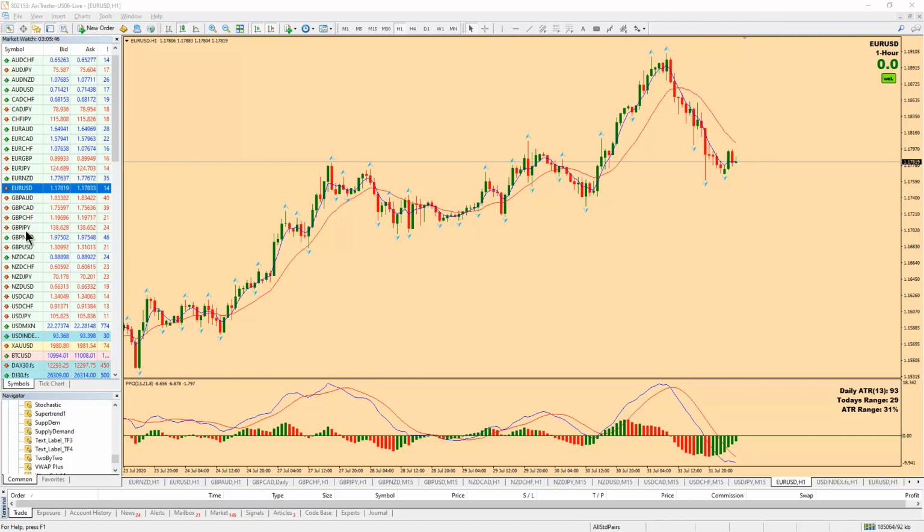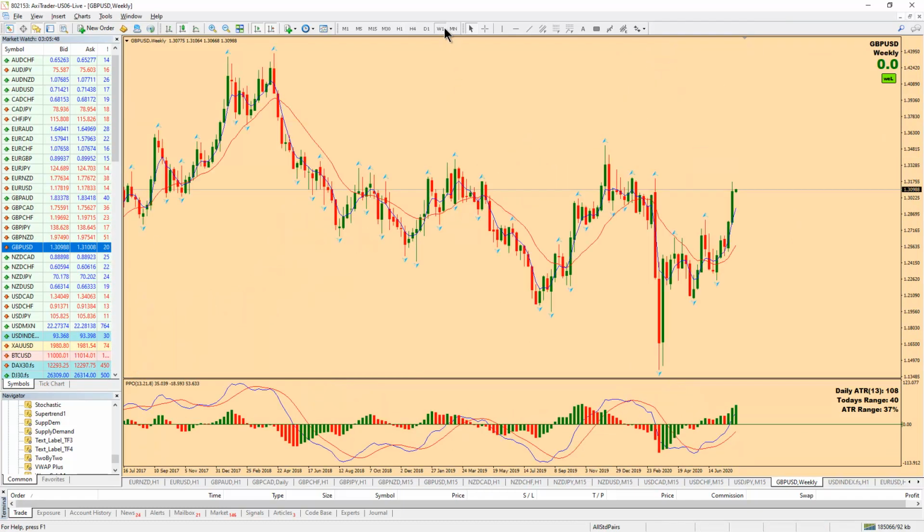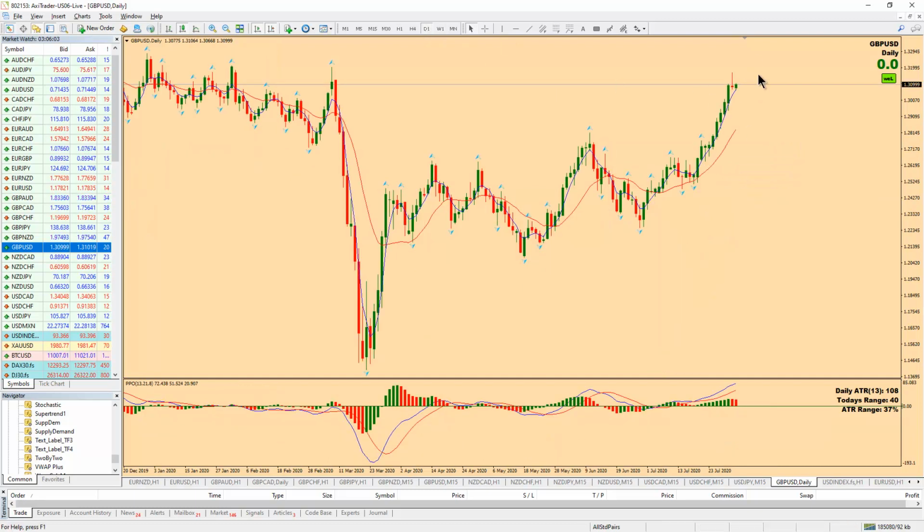Let's take a look at the GBP US dollar on the weekly. Also very strong to the upside, but we're coming into a resistance area. So this resistance area, it's up here. We're at a resistance area here as well, and we are right up against that. So you can see we've hit that area a number of times and we're back into it.